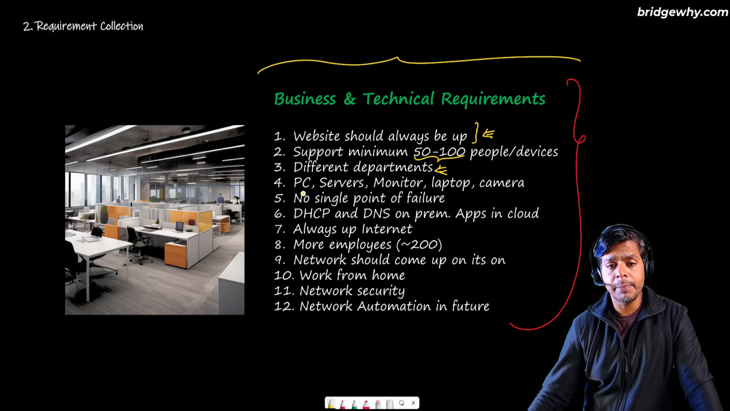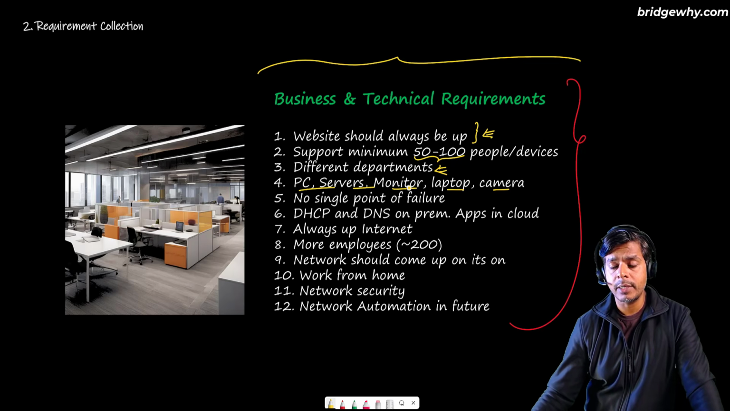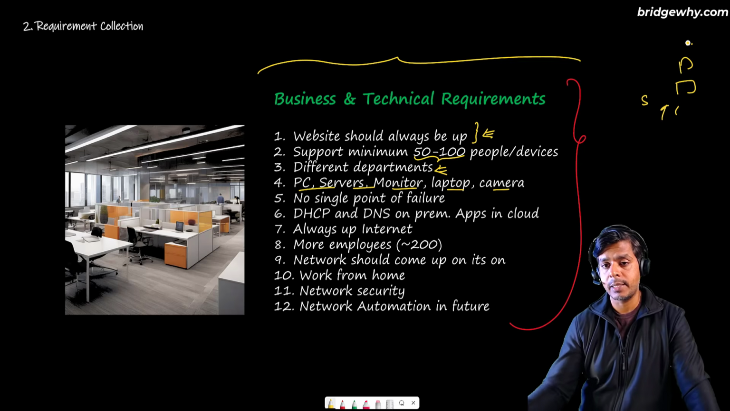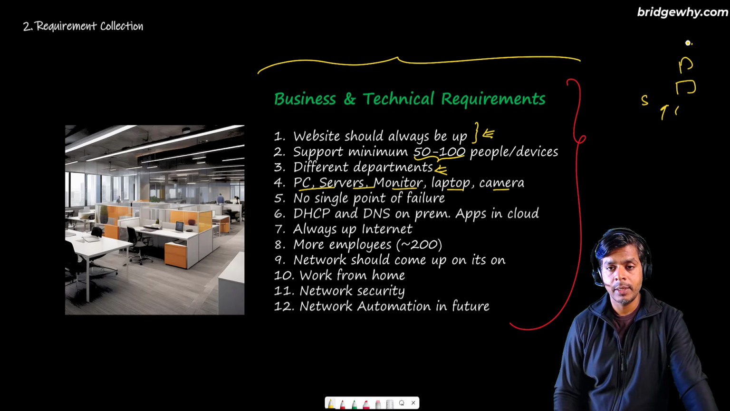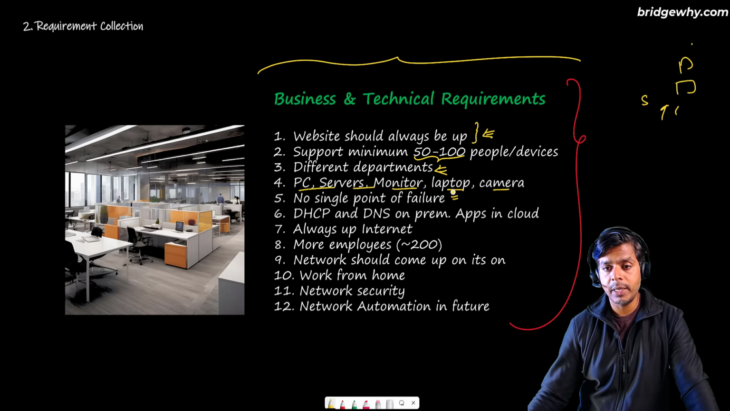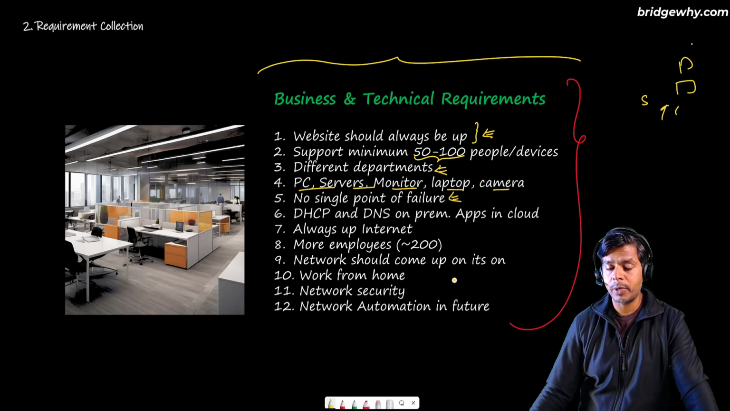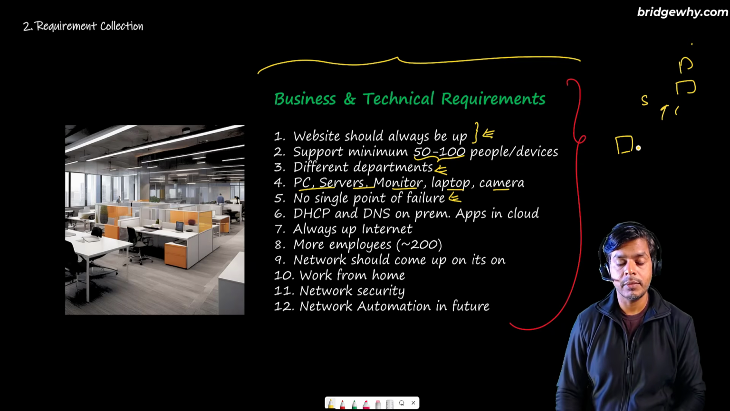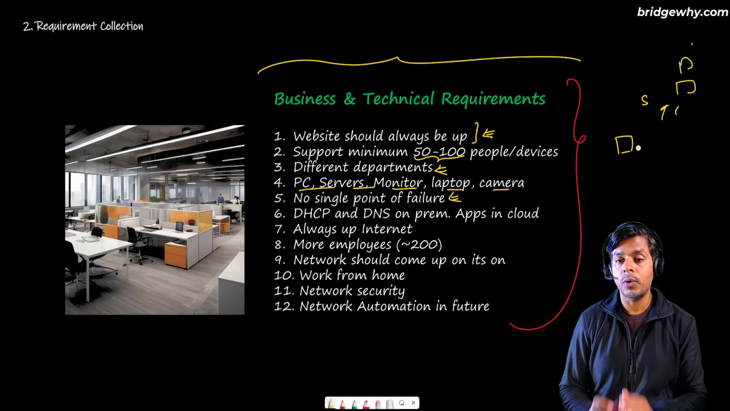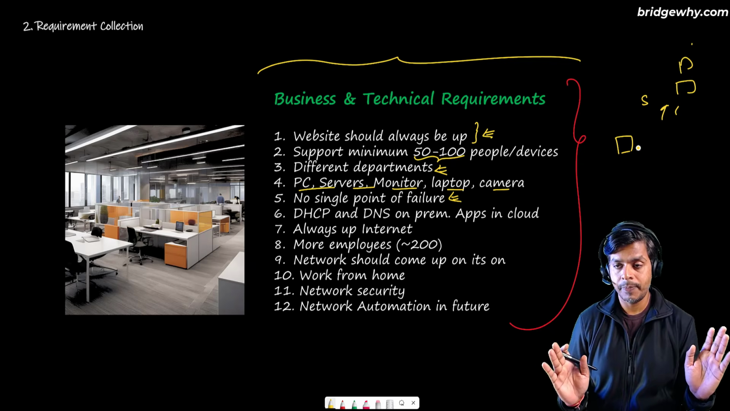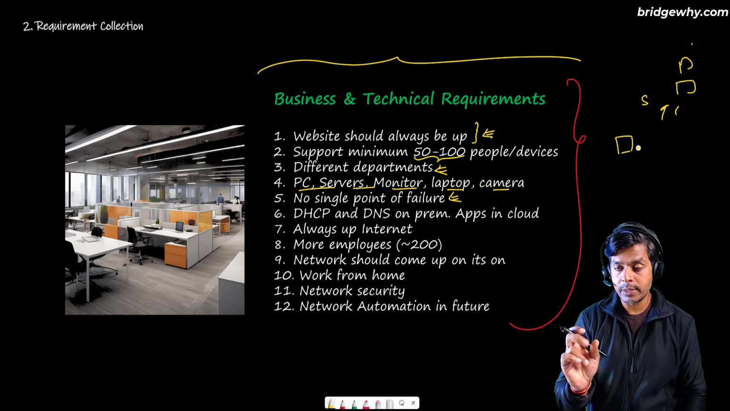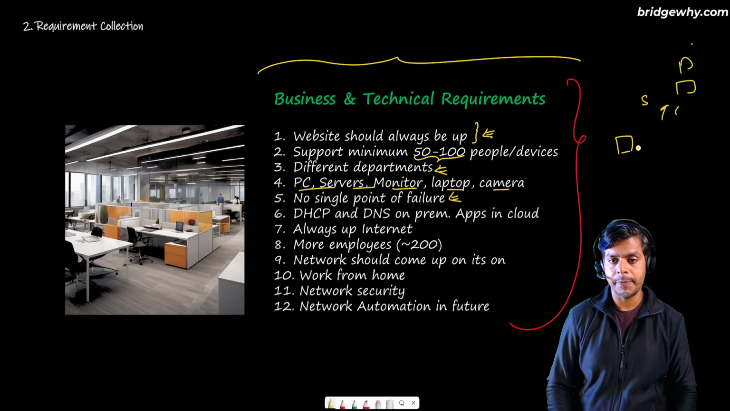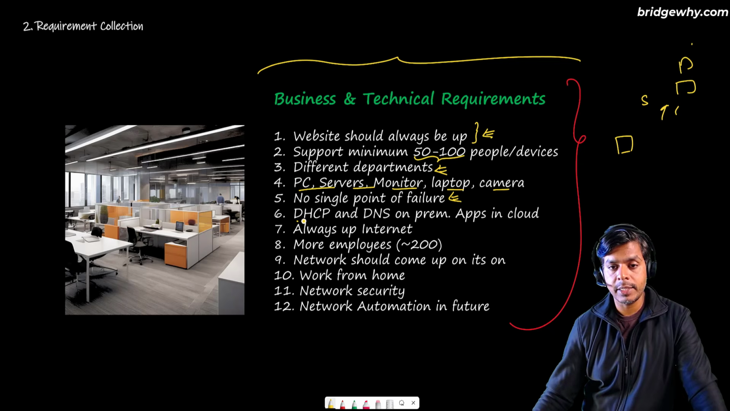Then Anjali said that basically PC, server, monitor, laptop, camera. What is the monitor? Sports India says that on every floor they are going to put a monitor to showcase some important information to employees. Sports India also says there should not be a single point of failure. What is the meaning of single point of failure? I will be talking about it, don't worry. The meaning is that if one device goes down, it doesn't make the whole network go down. If one little piece of device is down and brings everything down, we call that little piece a single point of failure. Of course, they are saying DHCP and DNS are required on-prem.